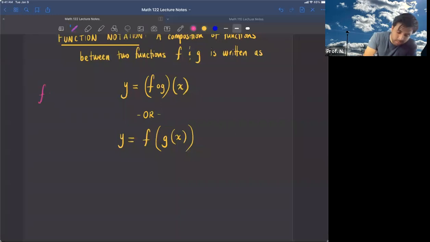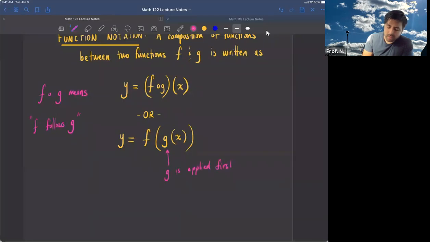When you ever see this symbol here, f little circle g, what this is really saying is that f follows g. Now, when you follow somebody, who is first? Is it the person that you're following, or you as the person that's following? So what comes, quote unquote, first, f or g? G, right? So g is first. The order of this does matter. So in this case, g is applied first. Then f is applied.